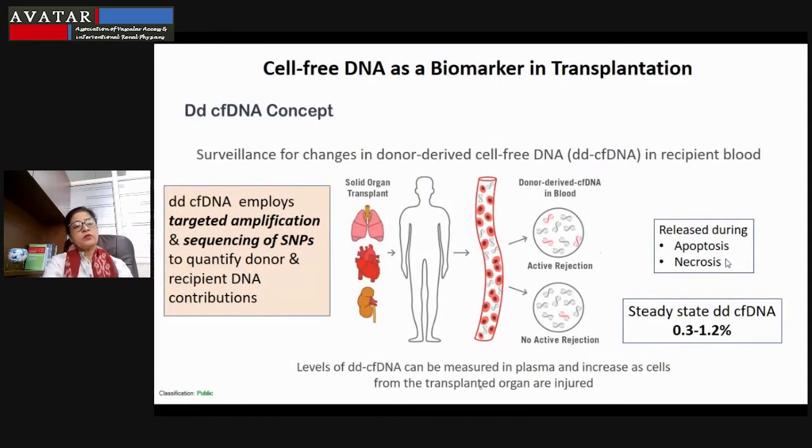The concept of donor derived cell free DNA is that levels can be measured in plasma and increase as cells from the transplanted organs are injured. Like I've said earlier, released during apoptosis and necrosis. The technique employs targeted amplification and sequencing of the single nucleotide polymorphisms to quantify donor and recipient DNA contributions.